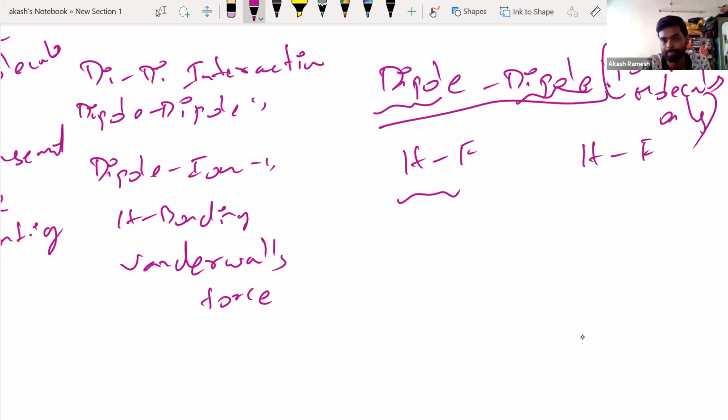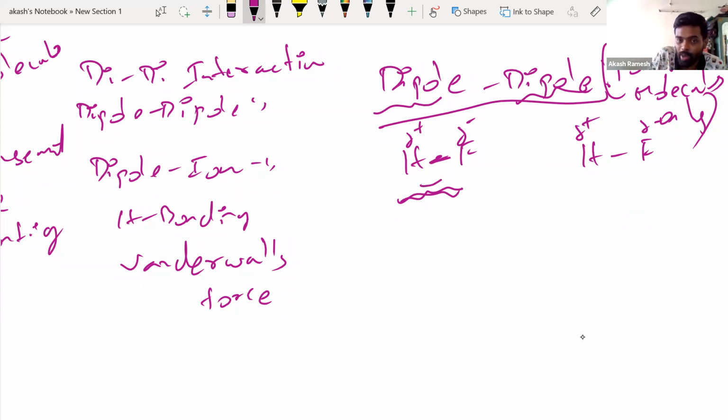Only if there is electronegativity difference. Because of the electronegativity difference, fluorine is going to have a partial negative charge and hydrogen is going to have a partial positive charge. This is a dipole. What is a dipole? Equal and opposite charges separated by a distance. This is a dipole. Same thing will happen with this also. There'll be a del positive and a del negative.